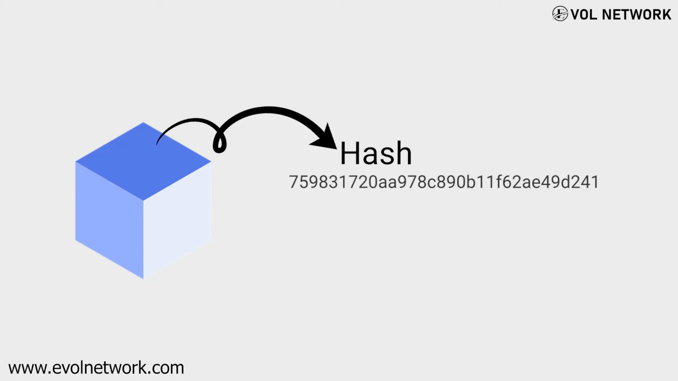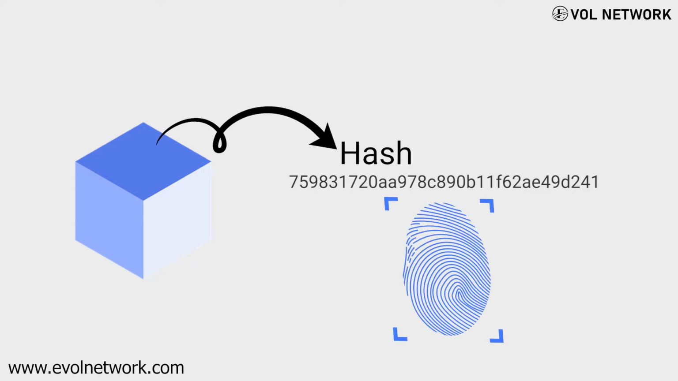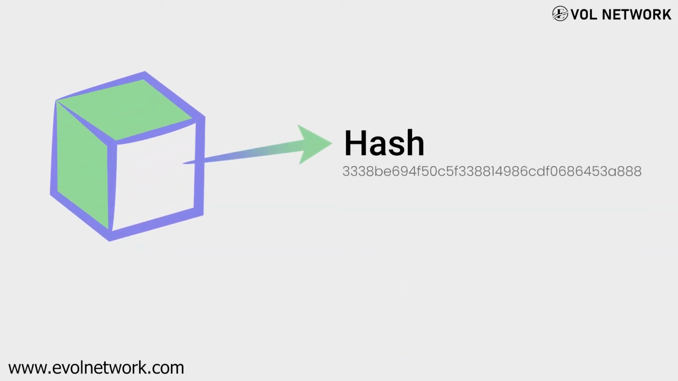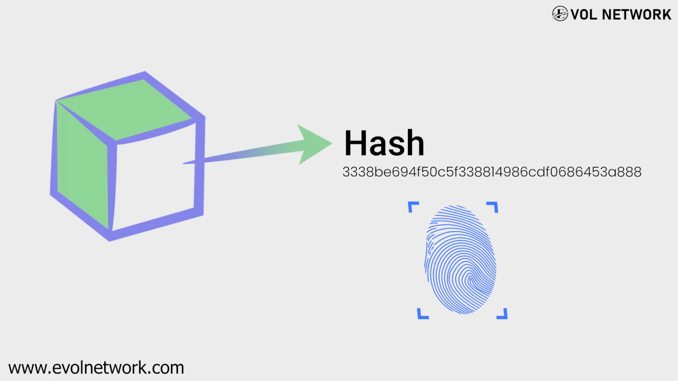A block also has a hash. You can compare a hash to a fingerprint. It identifies a block and its contents, and it's always unique, just as a fingerprint. The hash is calculated once the block is created. Changing something inside the block will cause the hash to change. So, in other words, hashes are very important when you want to detect changes to blocks. A block is no longer the same once its fingerprint changes.